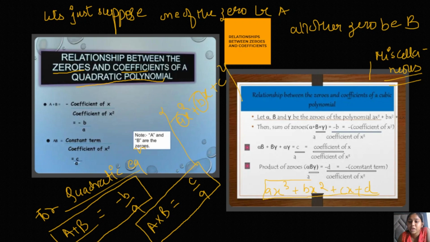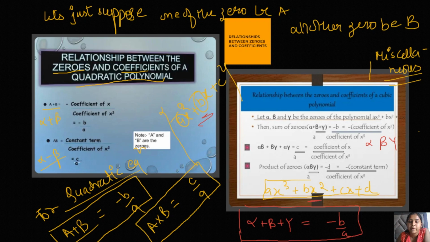You can name the zeros anything, but they are generally called alpha and beta. Here you can call them alpha, beta and gamma, since there are 3 zeros in the case of a cubic polynomial. So alpha plus beta plus gamma, that is the sum of the zeros of the polynomial, is equal to minus b by a. That is similar to the quadratic, but in this case b is the coefficient of x square, and in the quadratic case b is the coefficient of x, right?